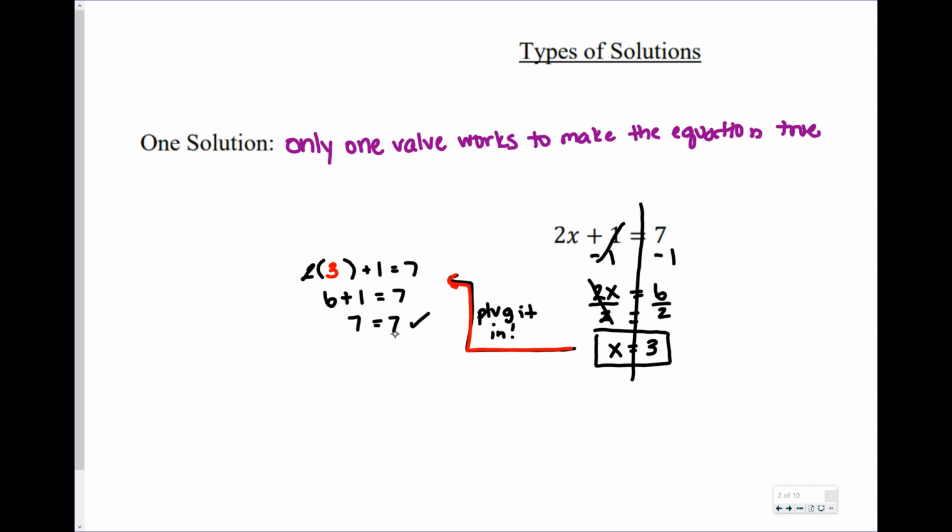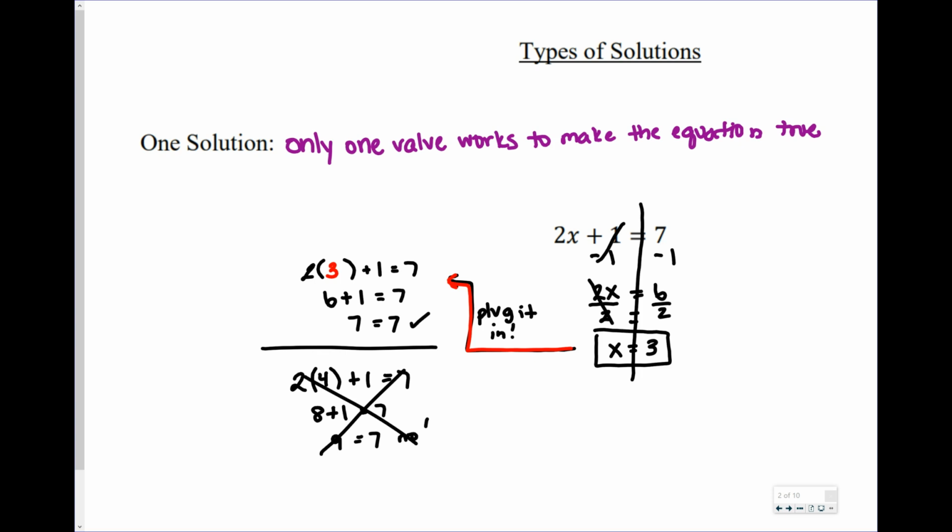That 7 equals 7 means that 3 is the only value that when I plug in for x will make this equation true. If I plug in something else, you don't have to write this down, say 4, and I try to do the same thing, I'll get 8 plus 1 equals 7, and I'll get 9 equals 7. This is not true, so 4 doesn't work. Only 3 works in this equation.